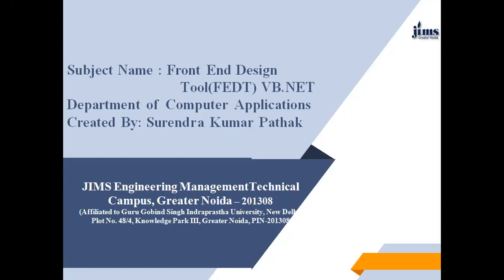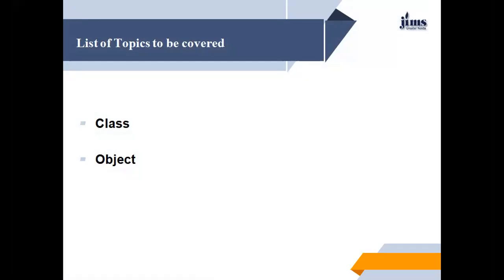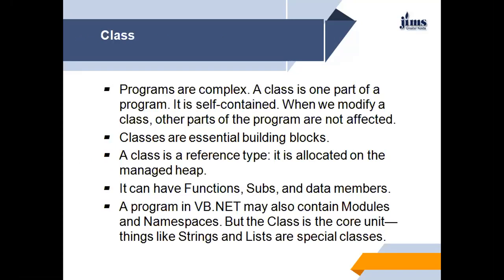Today we will discuss a very important topic of the object-oriented programming language, that is the class and object. You know, class is a blueprint. The class is the blueprint. At runtime, the object takes space in memory, and the class is the thing which encapsulates things. So let's see that programs are complex.